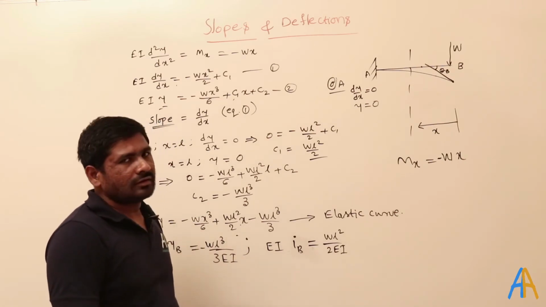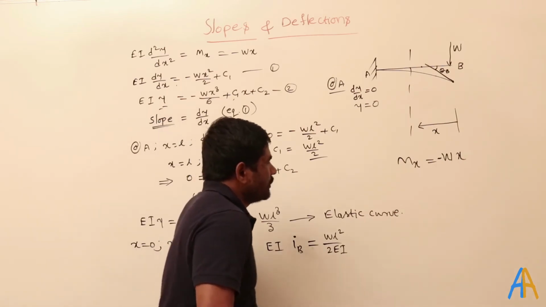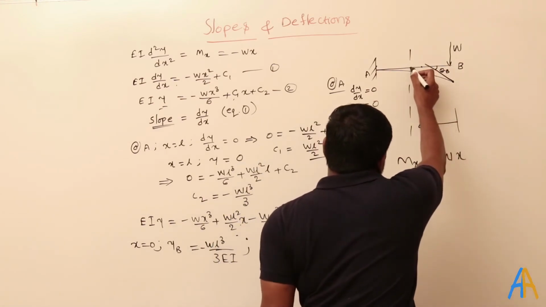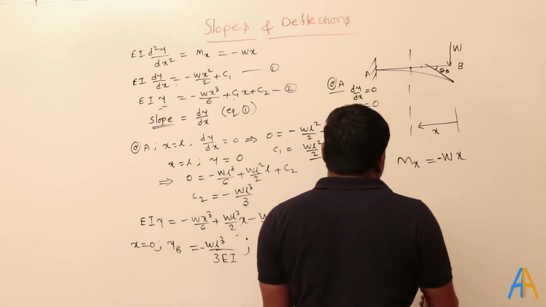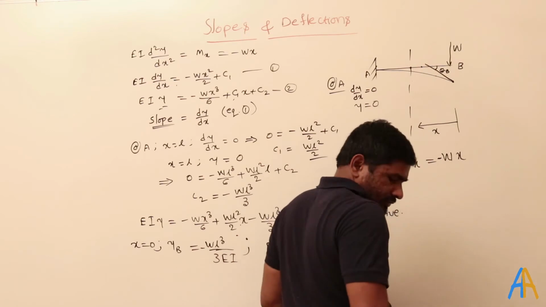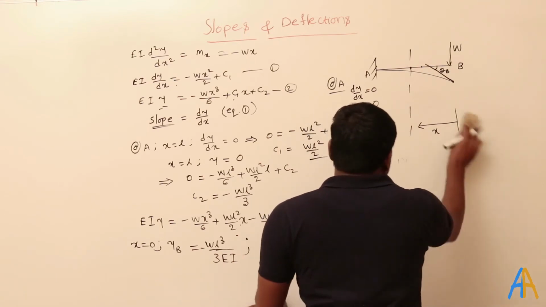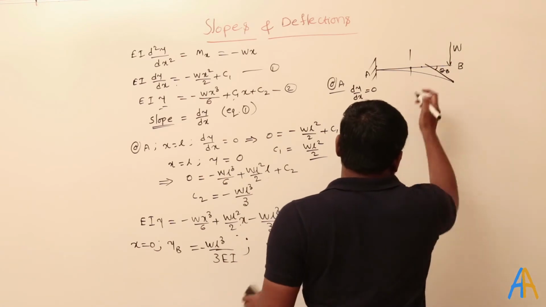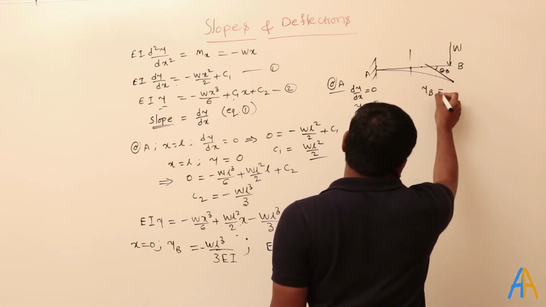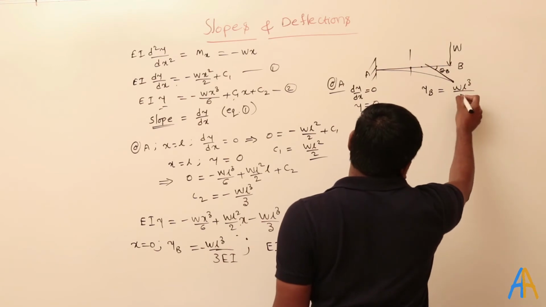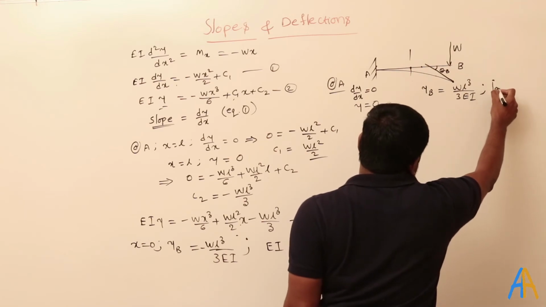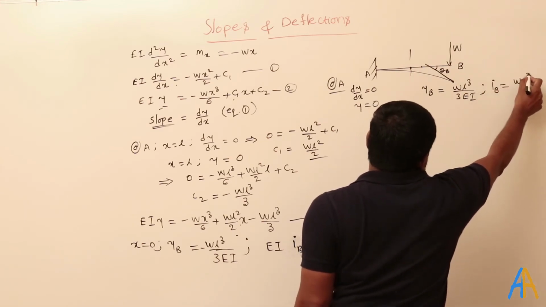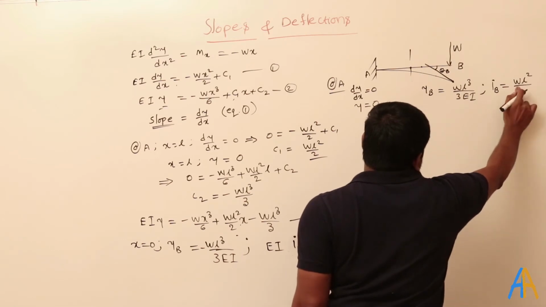In the same way, at different points you can find out. For example, if you want to find the deflection at a distance of L by 2, you substitute L by 2 and then you will get the values, because you know the curve equation. Okay, this is how we need to find out, and I will write down this deflection and slope here. YB equal to WL cube divided by 3EI. You need to learn these simple formulas by heart. Okay, theta B equal to capital WL square divided by 2EI.